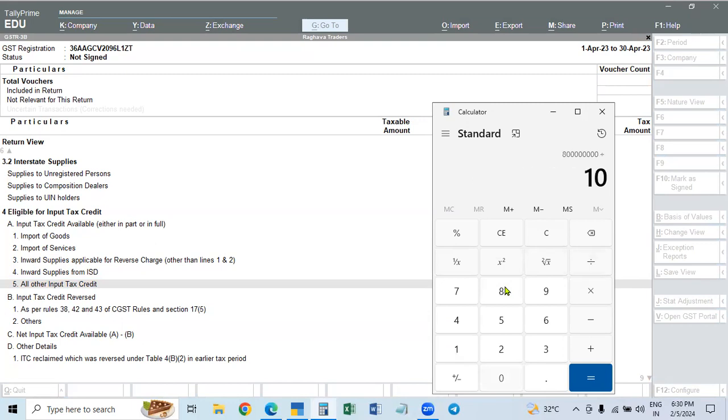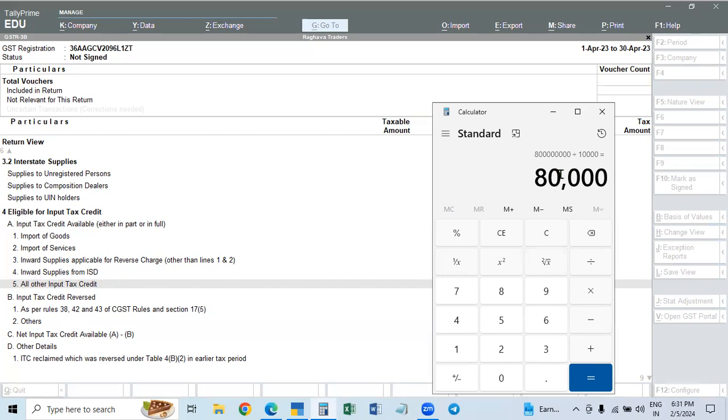divided by the total carpet area 10,000, which means 80,000 is the ITC out of 1 lakh. 80,000 is the ITC relating to the residential unit, so that is to be excluded. If 80,000 is excluded, the 20,000 relates to the carpet area of the commercial part, and that we can claim ITC. So from 1 lakh, if we exclude this, the balance 20,000 we can claim.